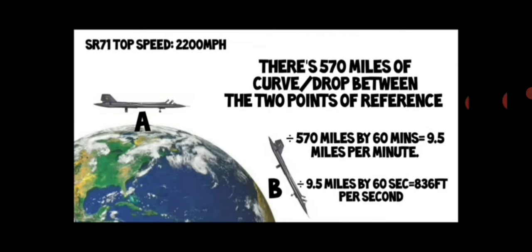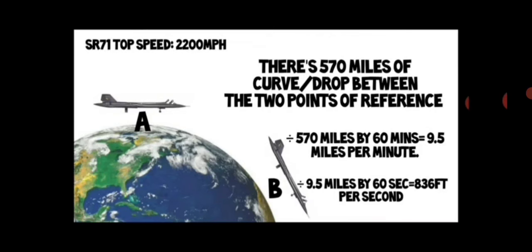We can see point A on the diagram here, the start of the journey, point B, the finish of the journey, an hour later. And according to the globe maths, based on an hour's travel, flying at full speed, there's 570 miles of curve or drop between those 2 points of reference. That's an incredible amount of drop between those 2 points of reference that this plane has to encounter to maintain its level on a ball, all whilst doing 2,200 miles an hour.